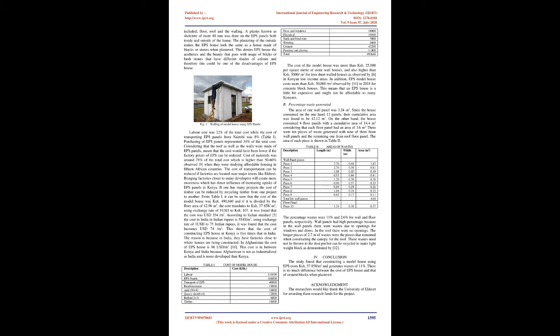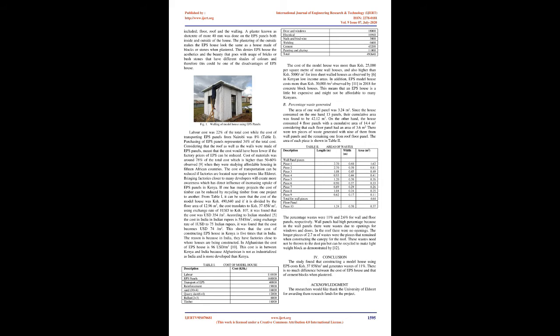A plaster known as shotcrete of more than 40 mm was applied on the EPS panels both inside and outside of the house. The plastering of the outside makes the EPS house look the same as a house made of blocks or stones when plastered. This denies the EPS house the aesthetics and the beauty that goes with usage of bricks or bush stones that have different shades of colors, and therefore this could be one of the disadvantages of the EPS house. Fig. 1. Walling of model house using EPS panels.